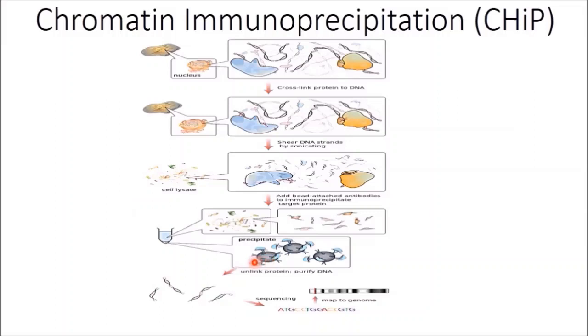And then you unlink the proteins, okay? You break up the formaldehyde link, and then you can sequence the DNA. And when you sequence the DNA, you'll find out what DNA sequence your protein binds to. And then you can map it back to the genome to find out where in the genome that location is, as well as what gene it is. That's what chromatin immunoprecipitation is used for.